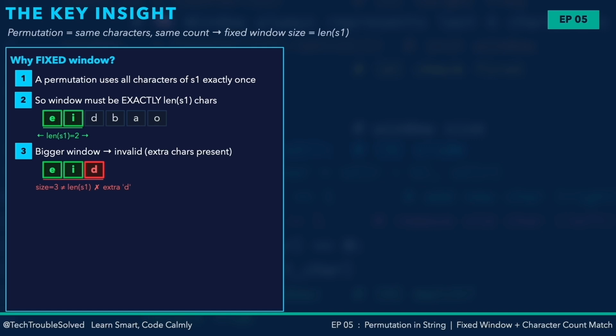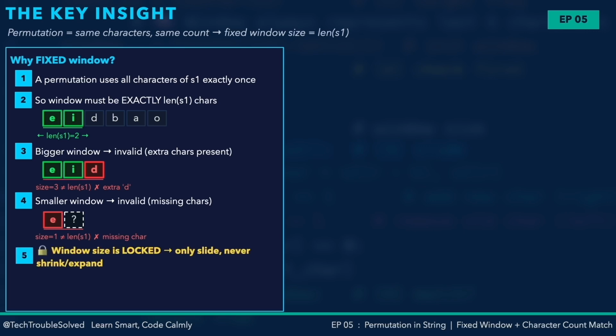A permutation uses exactly the characters of S1, nothing extra, not smaller. If it is smaller, it's missing some characters from S1, so also not a permutation. So the window size is locked. From the moment we start, we know it. We never change it. We just slide it, one step at a time, from left to right. Window size is locked. Only slide, never shrink, never expand.